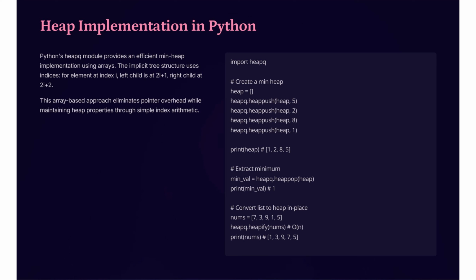Python's heapq module efficiently implements a min heap using arrays. The implicit tree structure uses indices, left child at 2i plus 1, right child at 2i plus 2. This approach reduces pointer overhead. Use heapq.heappush to add elements and heapq.heappop to extract the minimum. Convert lists to heaps in place with heapq.heapify, achieving O(n) complexity.